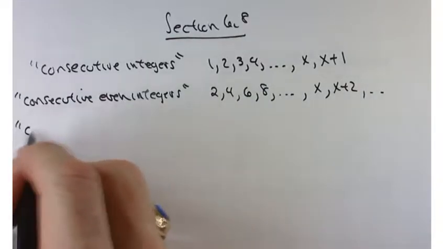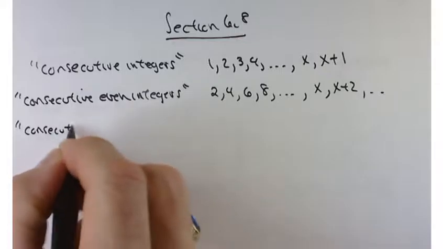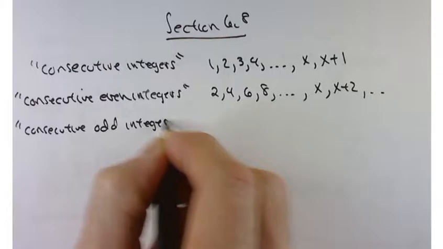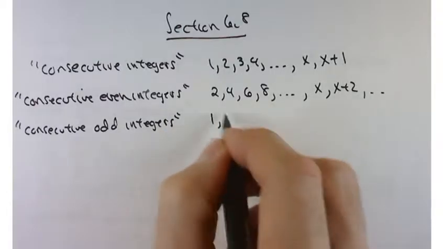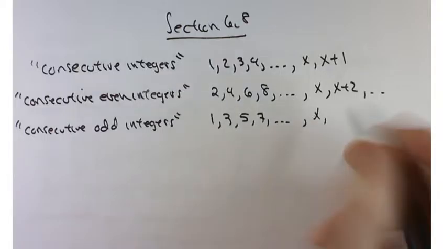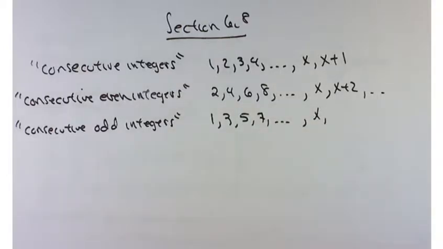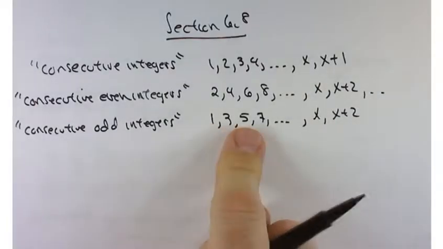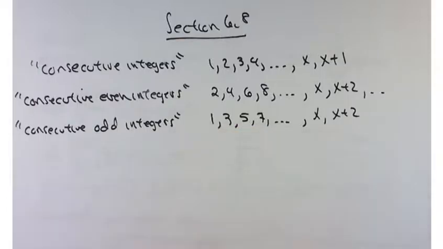Let's do the same thing with consecutive odd integers. And it has a somewhat surprising result. So 1, 3, 5, 7, etc. Way down on the list, you'll find integer x. What will be the next odd integer? X plus 2 again, right? To get from one odd integer to the next, you're adding 2, just like you're doing for even integers.